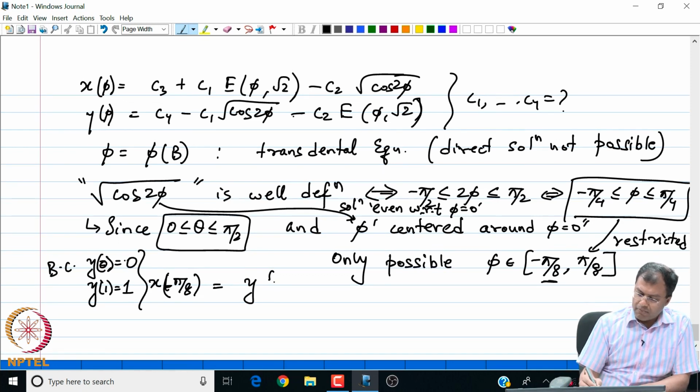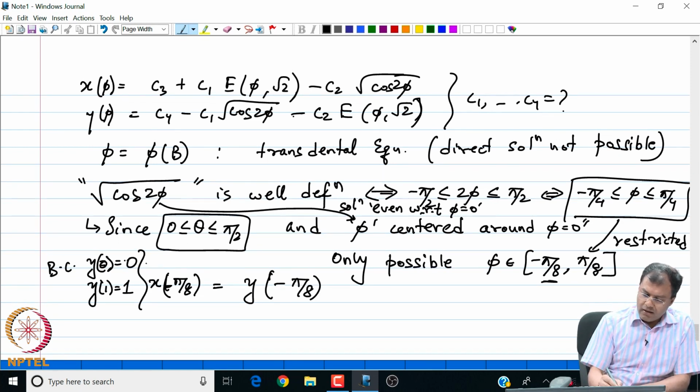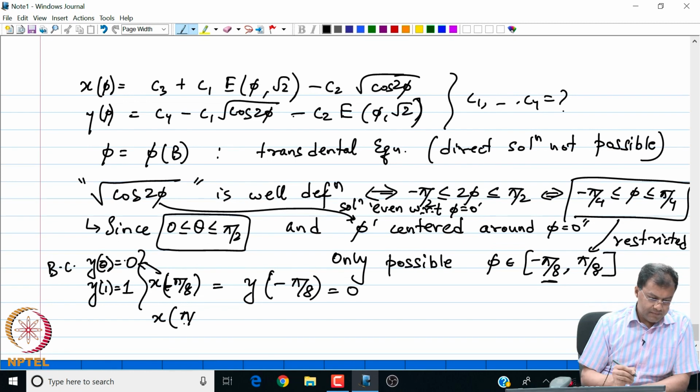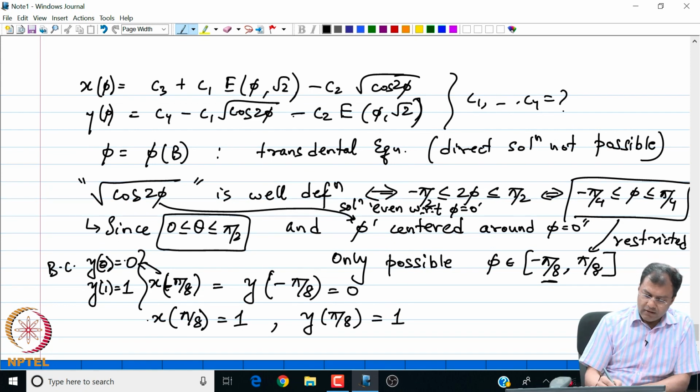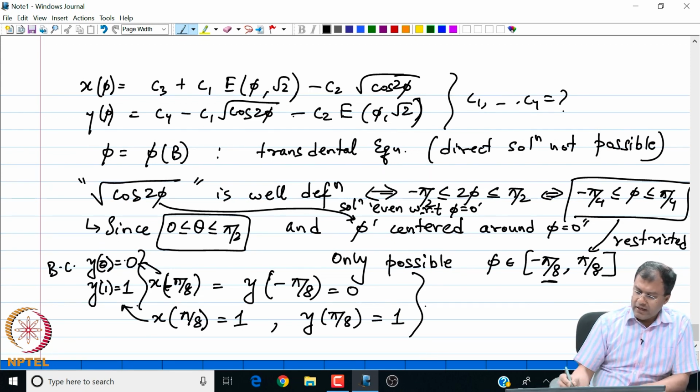So, x at minus pi by 8 is, y at minus pi by 8, that must be equal to 0, and the second set of points: x at plus pi by 8 is 1, and we have y at plus pi by 8 is also 1. That is the second set of boundary conditions that we have. So, we have 4 equations and 4 unknowns, C1 to C4, and hence our problem is quite well defined.